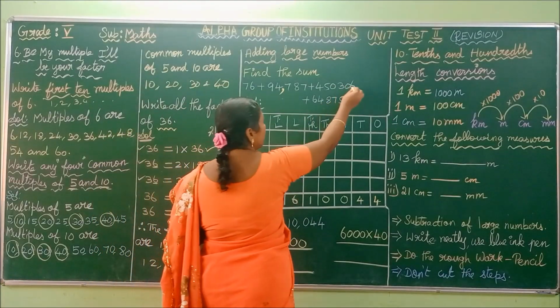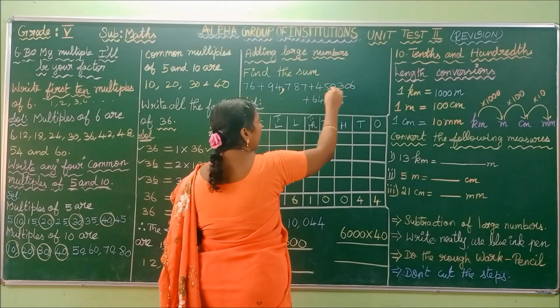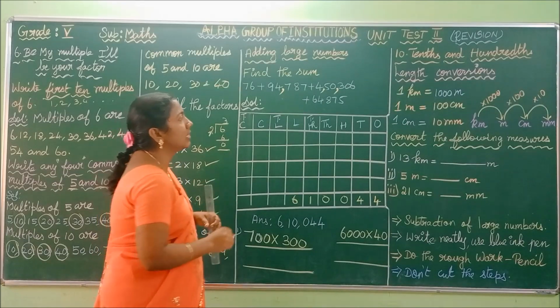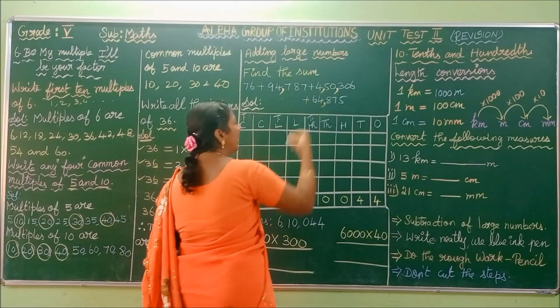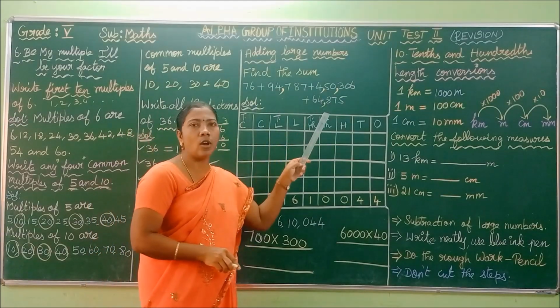94,787. See here. First you have to place the first comma after the 3 digits. 1, 2, 3. After that, 2 digits. Thus 4,50,306. Similarly 64,875. Now you have to add these large numbers.